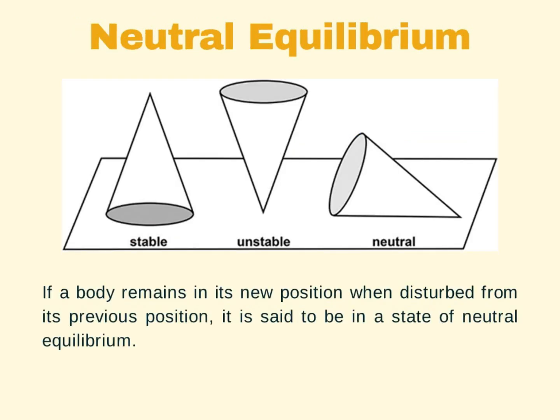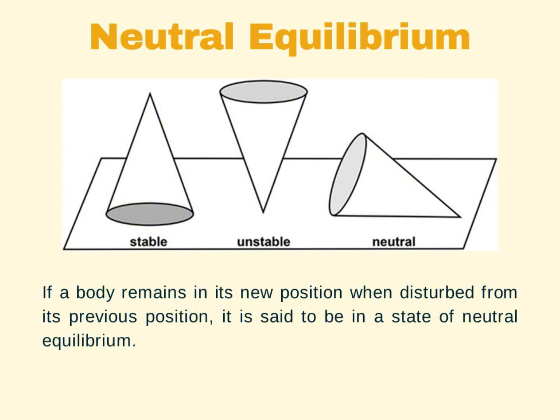And the last type of equilibrium is the neutral equilibrium. It is a body which remains in its new position when disturbed from its previous position, and it is said to be in a state of neutral equilibrium.